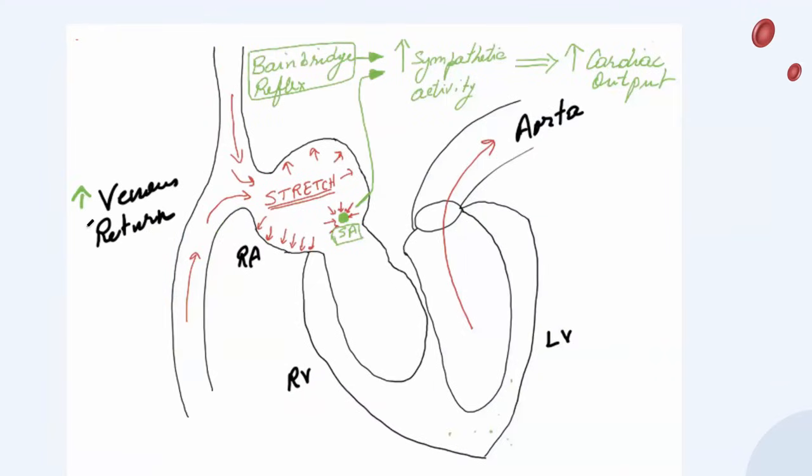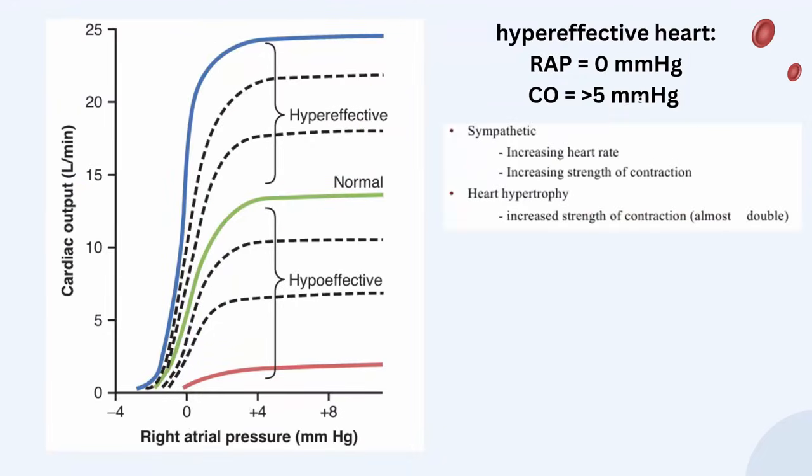Okay, diagrammatic. Venous return increased. Atria stretched more. Bainbridge reflex activated. Increased sympathetic activity. Increased cardiac output. Easy. So what happens in a hypereffective heart?